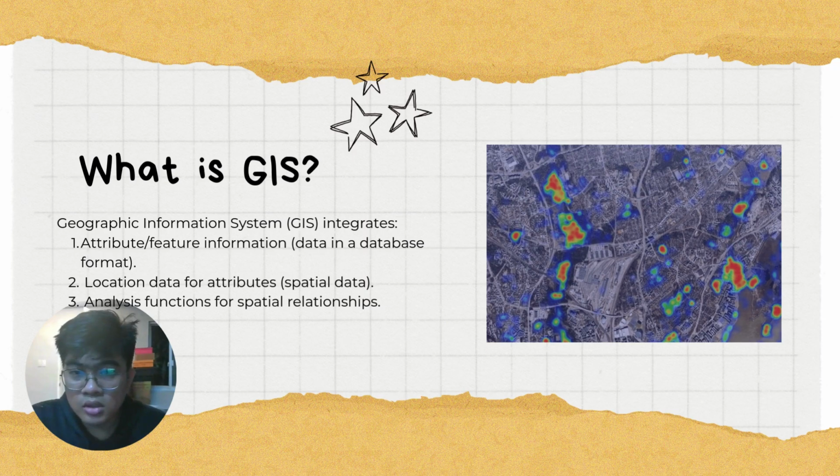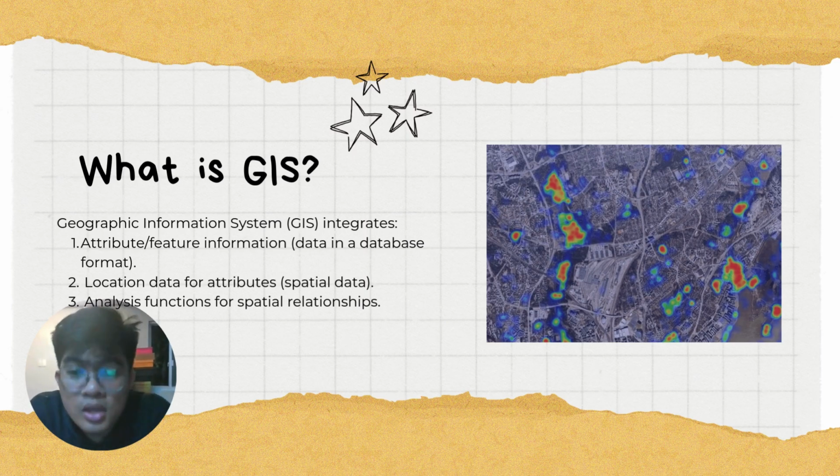So, what is GIS? To start, let's define GIS. GIS is a geographic information system, a technology that integrates three main components. First is the attribute data. It is the information about specific features like population, land use, or rainfall. Next is location data, or the coordinates or spatial references linking these attributes to a specific area. Lastly is the spatial analysis functions or tools that allow us to discover patterns, relationships, and new information.